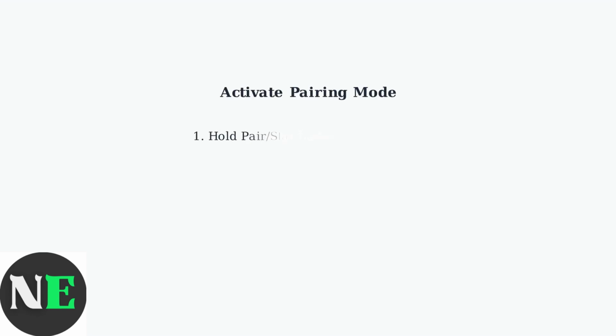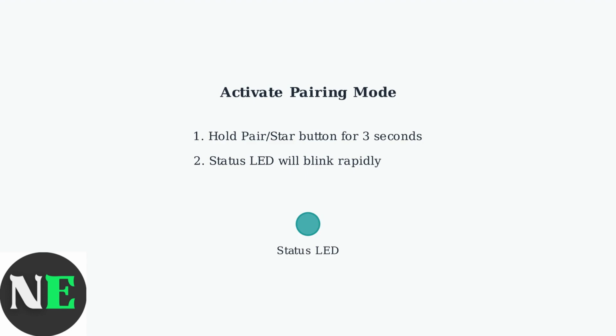Next, activate pairing mode by holding the pair button or star button for about 3 seconds. The status LED will blink rapidly when in pairing mode.